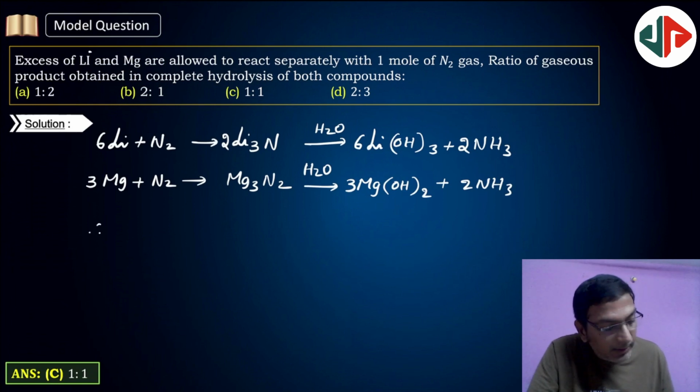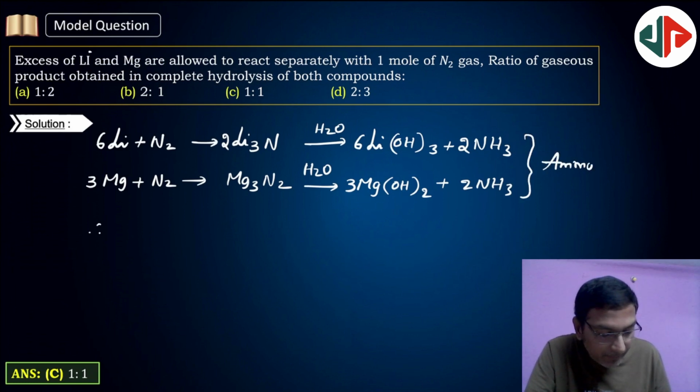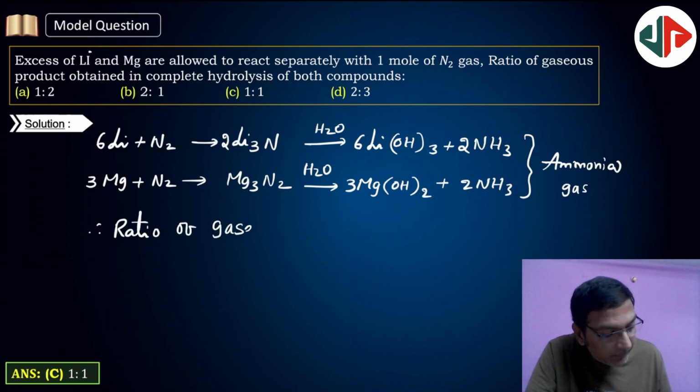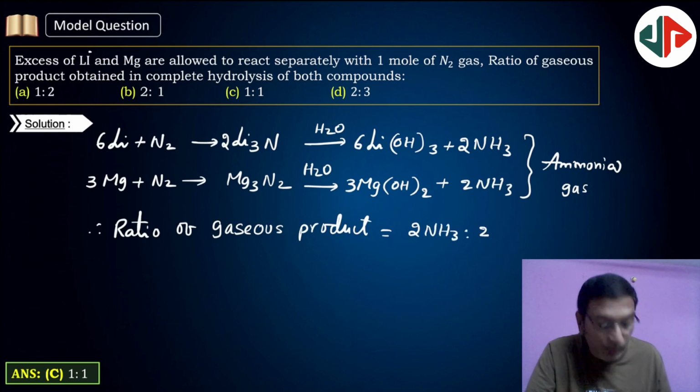So the gas here is ammonia gas. Therefore the ratio of gaseous product is equal to 2 moles ammonia to 2 moles of ammonia. Therefore 1 is to 1. So option C. Next.